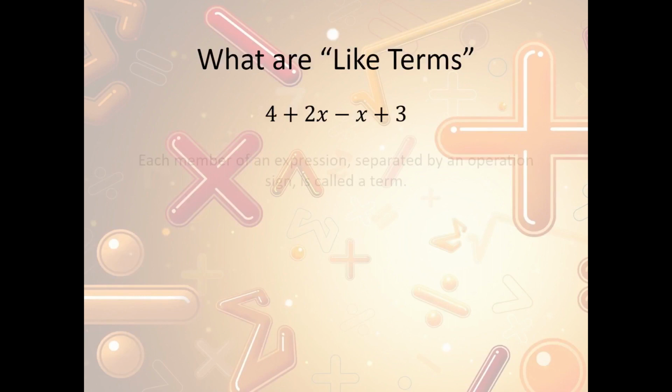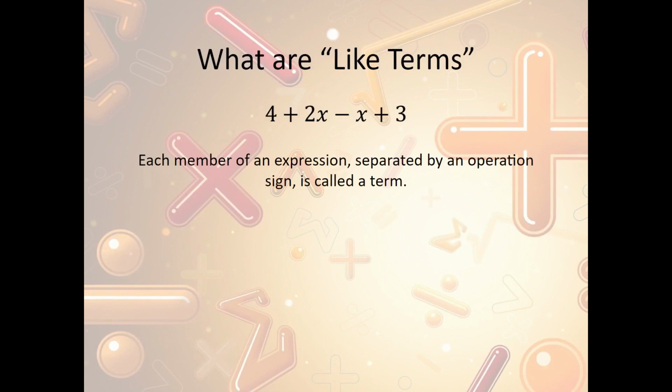What are like terms? Each member of an expression separated by an operation sign is called a term. So in this case, 4 is a term. 2x is a term, negative x is a term, and 3 is a term. So all of these are what we consider terms.